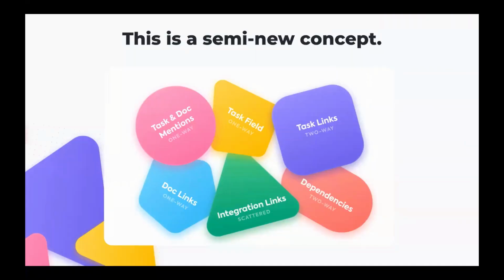So the first thing to understand is that this is a semi-new concept. Let's call it linking in general. We've always had this idea. We've had dependencies links, we've had doc links. There were even mentions. Some of them were two-way, some of them were one-way, and they were a little bit scattered. We have all these different features, and people use them in their own way to relate things together, but there wasn't really a standard.